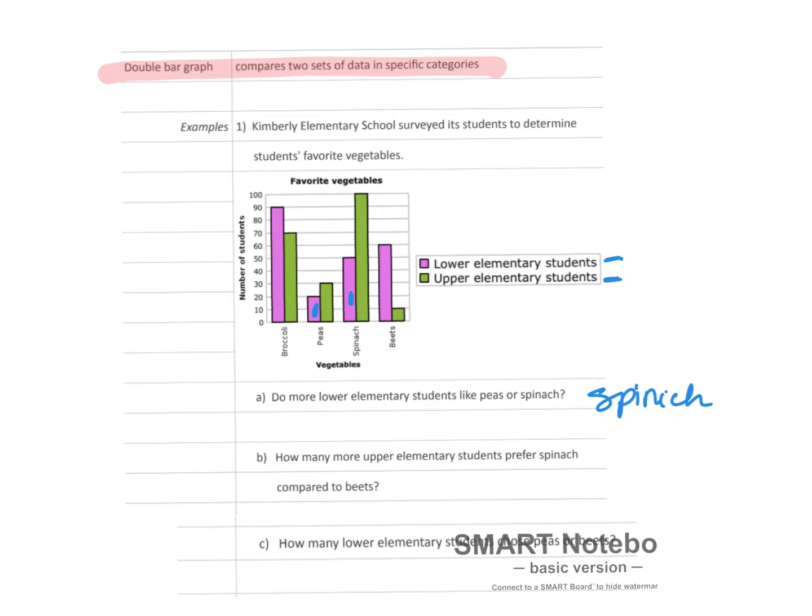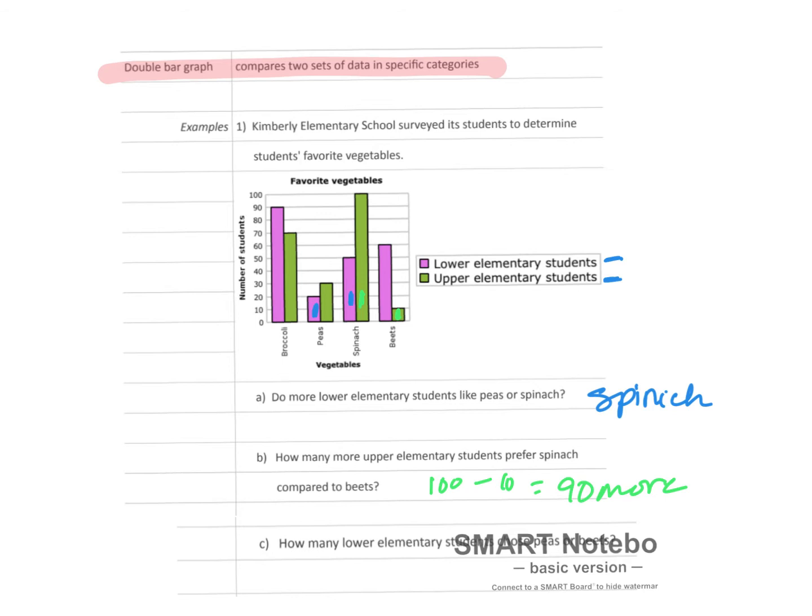Do more upper elementary students prefer spinach compared to beets? So now we're looking at upper elementary and we're looking at spinach and beets. So here's spinach, here's beets. How many more? So spinach is 100 and beets is only 10. So that means 90 more like spinach to beets.